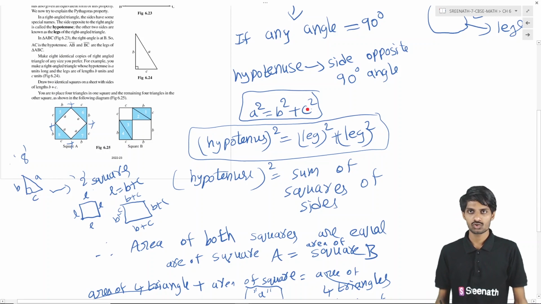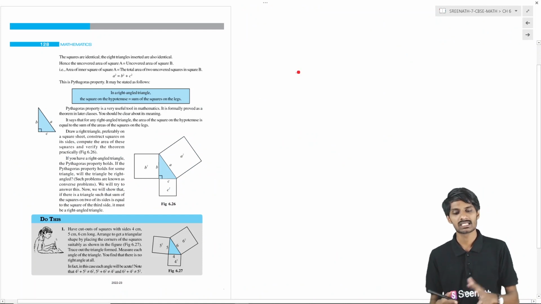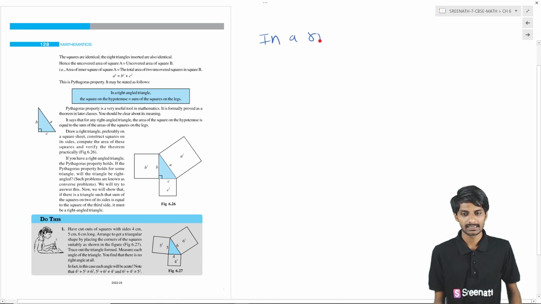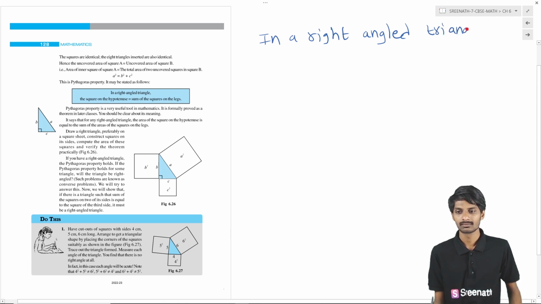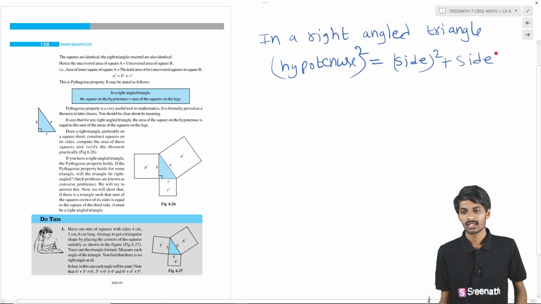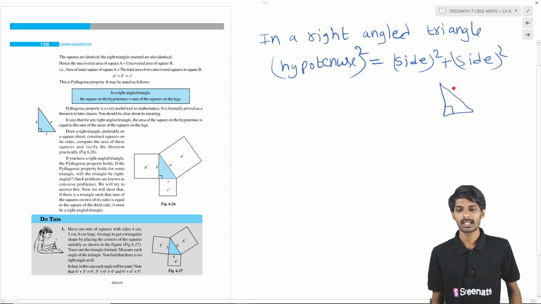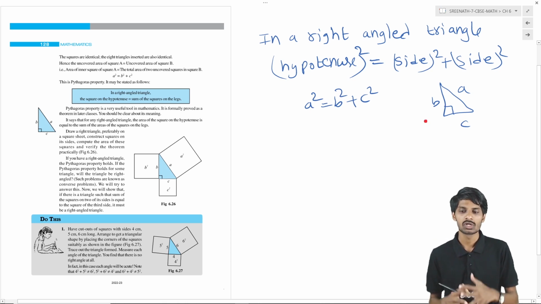So finally the hypotenuse theorem is this, students: in a right angled triangle, hypotenuse square is equal to side square plus side square. If you take this as a right angle triangle, if this is A and this is B and this is C, then A square is equal to B square plus C square, students. This is the hypotenuse, these are the sides. So this is the conclusion, students. In the right angle triangle, hypotenuse square equals B square plus C square.